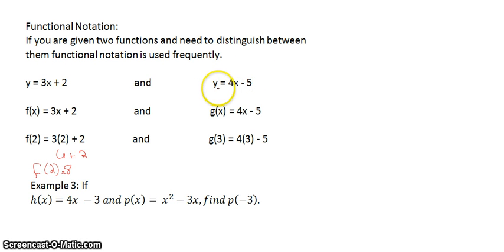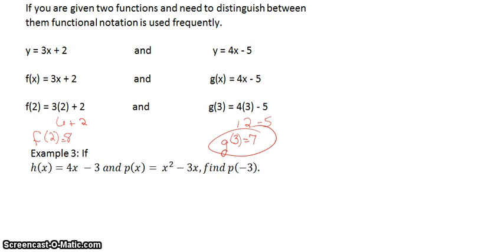Okay, and the other function that we're given, they replace the y with g of x, and then they want us to evaluate when x is 3. So it says g of 3 equals 4 times 3 minus 5. So that would be 12 minus 5, which is 7. So g of 3 equals 7, and you just leave it like that.